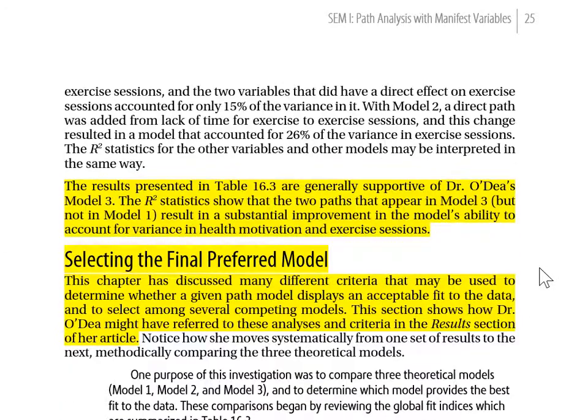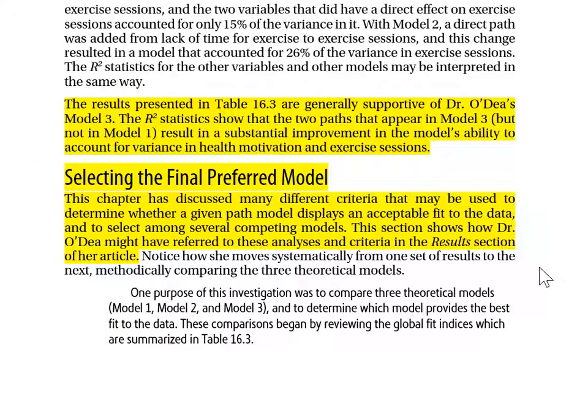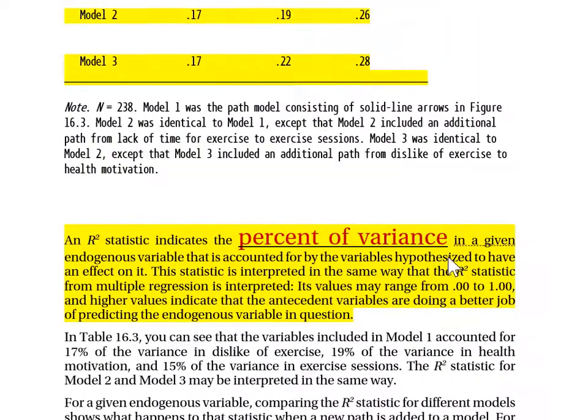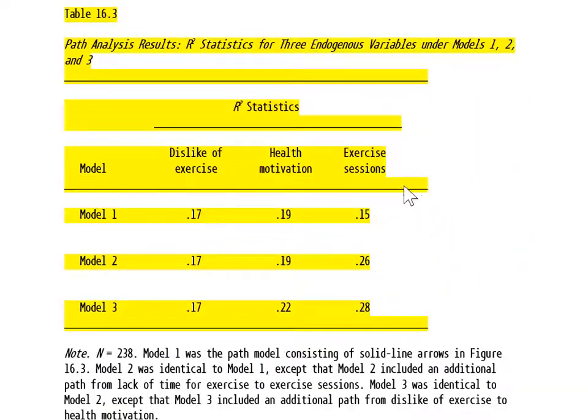Moving on to page 25. Results presented in table 16.3 are generally supportive of Dr. O'Day's Model 3. The R-squared statistics show that the 2 paths that appear in Model 3 but not Model 1 result in a substantial improvement in the model's ability to account for variance in health motivation and exercise sessions. And going back to the table, one of the variables we care about a lot is the exercise sessions variable.